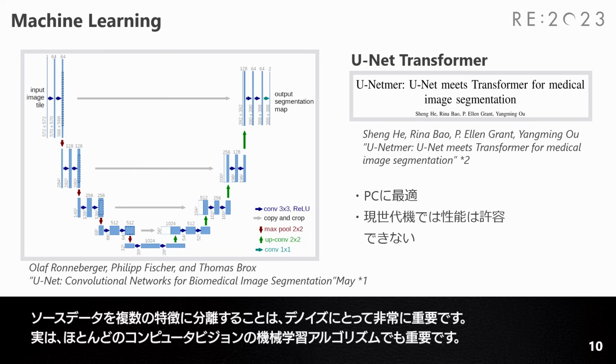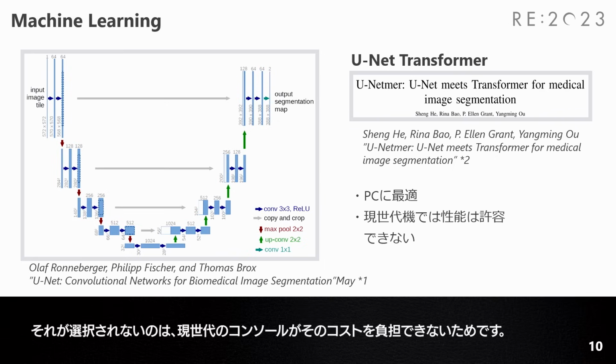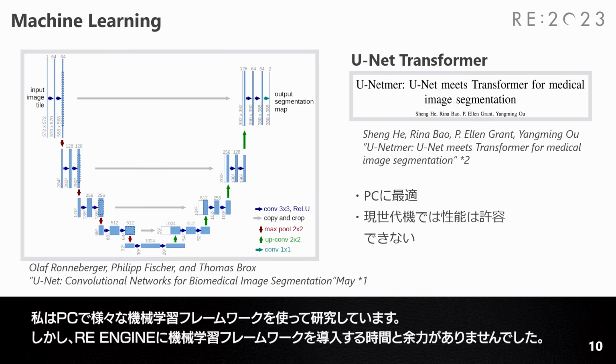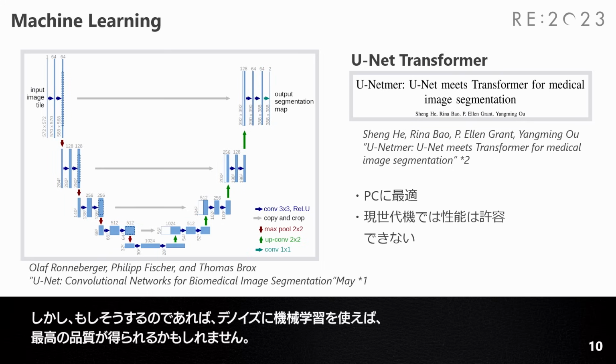Separating source data into multiple features is critical for denoising. Actually, it's also important in most computer vision machine learning algorithms. The reason it's not selected is because current generation consoles cannot afford the cost. I do research on PC with different machine learning frameworks, although I don't have enough time and budget to implement a machine learning framework in RE Engine. But if you do, using machine learning for the denoiser could result in the best quality.